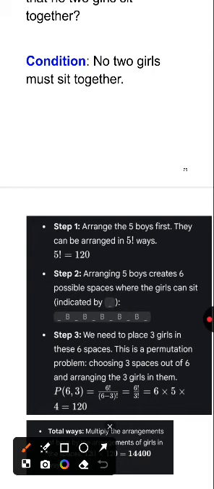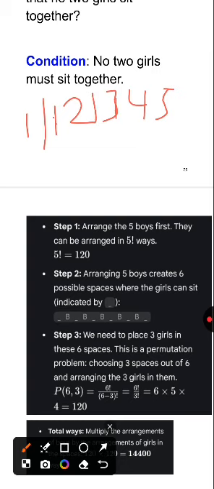Let's say these are the boys: 1, 2, 3, 4, 5. Let me be very clear here. Now, how many possible spaces can the girls sit in? There is a space in front of this boy. There's a space behind, at his right hand side. There's a space over here, over here, and over here. So counting these spaces gives a total of 6 spaces.